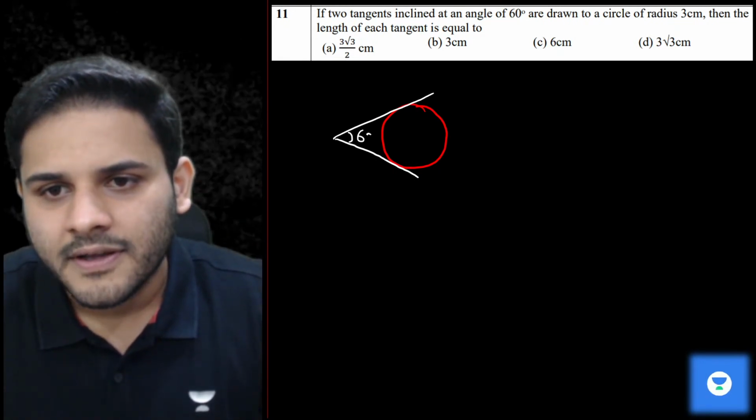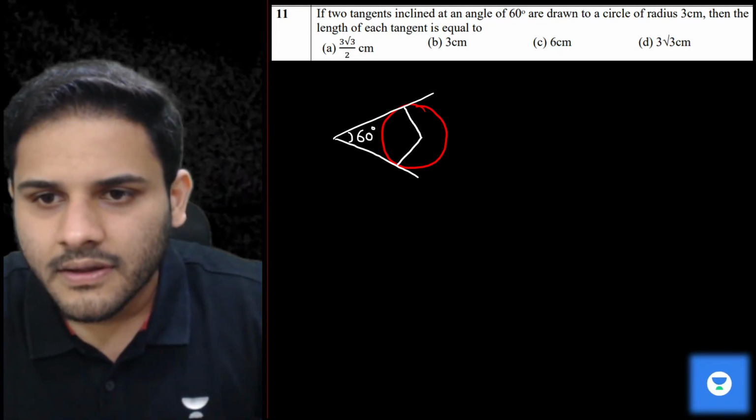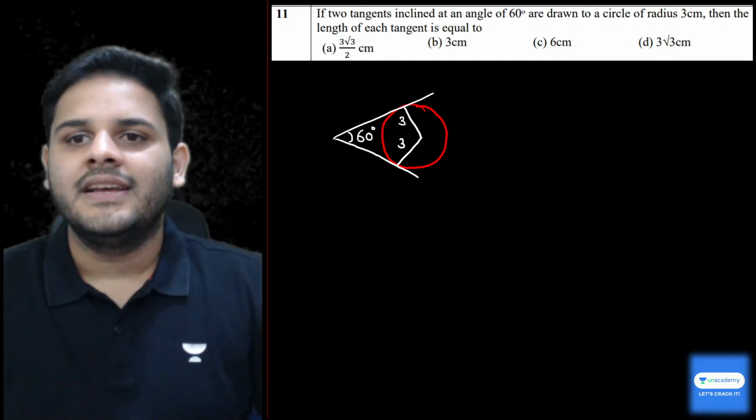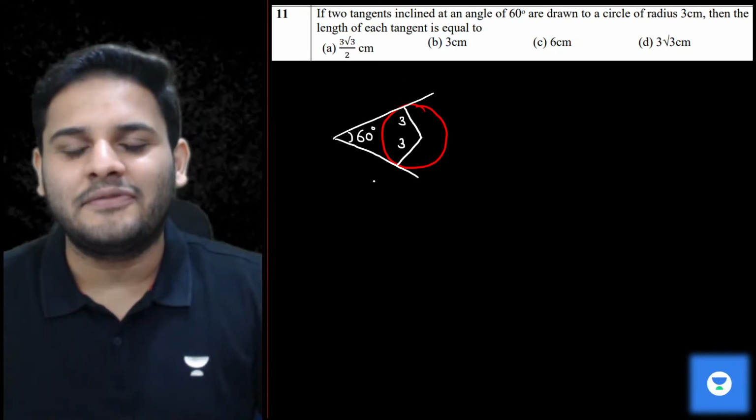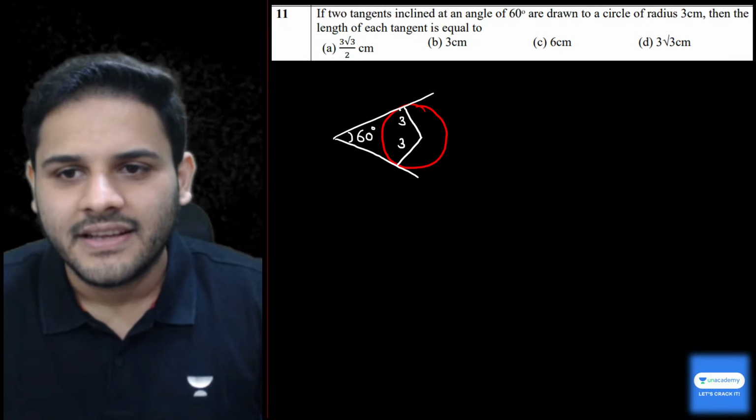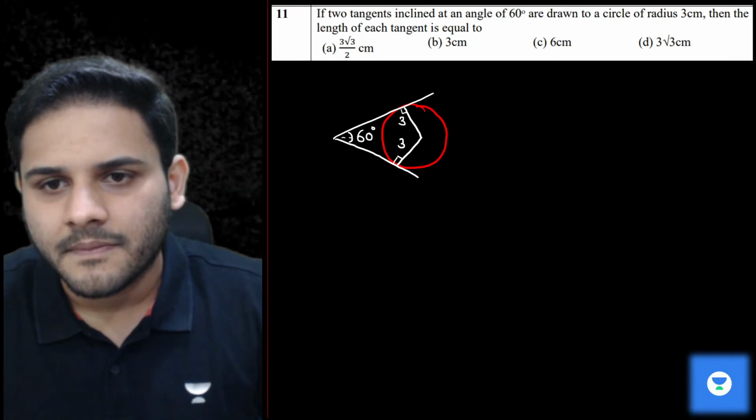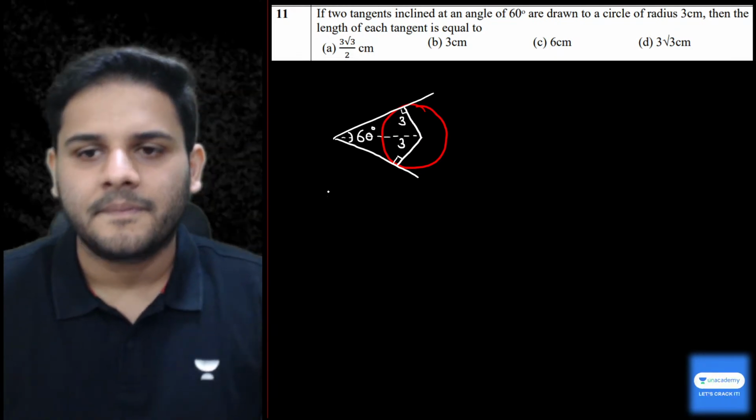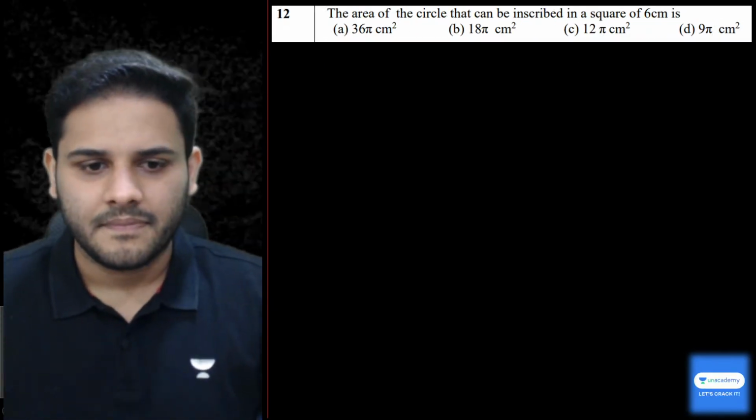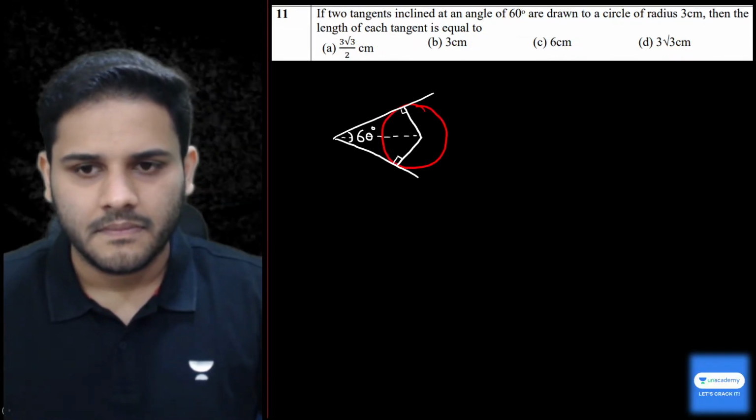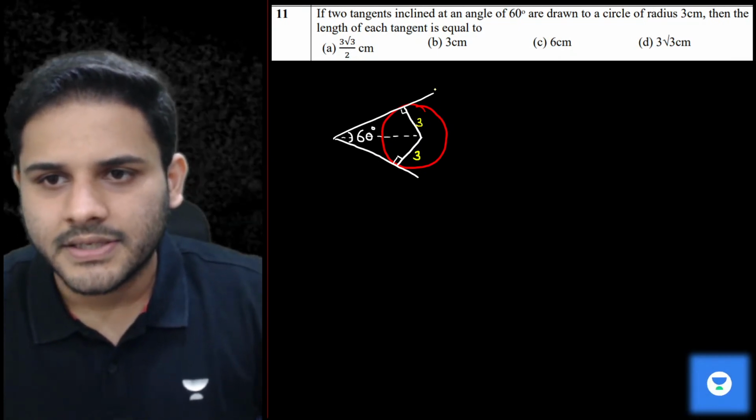Inclined at an angle of 60 degree to a circle of radius. So radius is 3 and 3. Then length of each tangent is equal to what? So what is the construction here that you have to do? This is 60 degree. ये आपका 90 डिग्री है, ये आपका 90 डिग्री है. Can you join this? Can we join this? This is 3, this is 3.